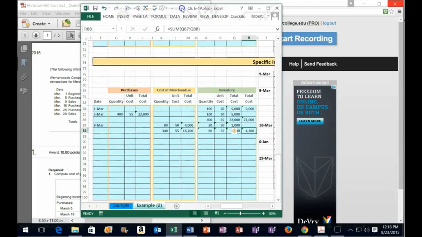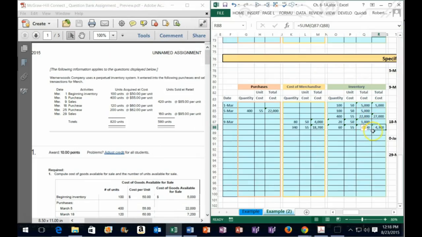Going to left click, pull it to the left, go to the next line, which will be here. We are now on 318, and as of 318 we purchased another 120. So I'm going to say 120 tab. We purchased those for $60 tab. That equals 120 times 60, which means we bought another $7,200 worth.